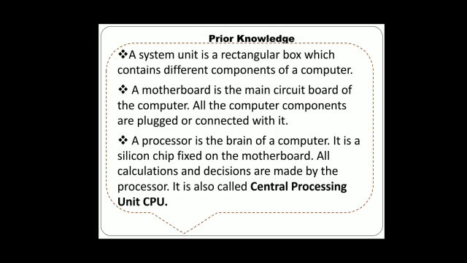And the next topic was processor. A processor is the brain of the computer. It is a silicon chip. Silicon is the material. Silicon chip fixed on the motherboard. All calculations and decisions are made by the processor. It is also called central processing unit. So processor executes all the instructions and it processes data. It converts data into information and it has two components: arithmetic logic unit and control unit.